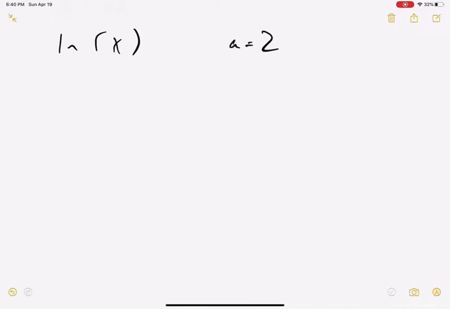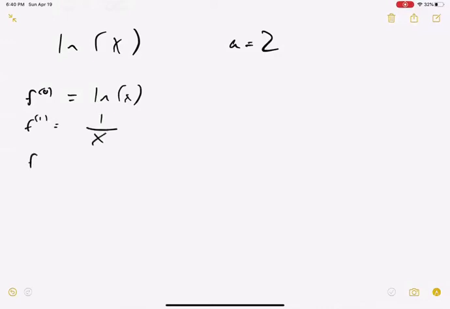So what do I need to do? First, I need to find the derivatives of my function. Okay. So let's see, derivative of ln of x, well, the 0 derivative, meaning just the function itself, would be just ln of x, right? F1, the first derivative, would be 1 over x.